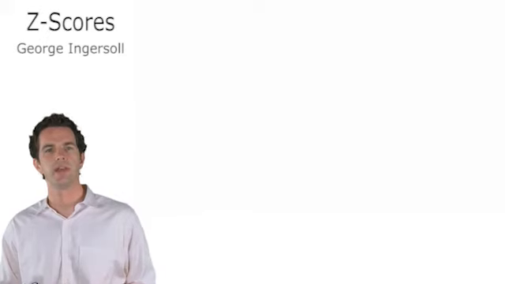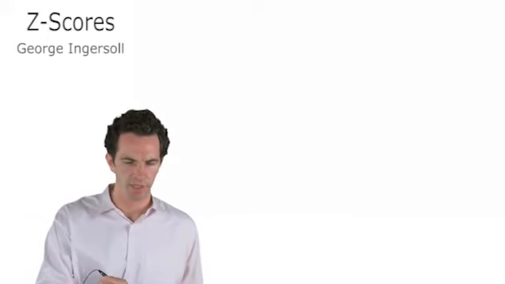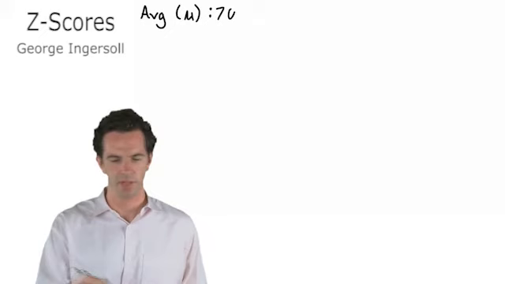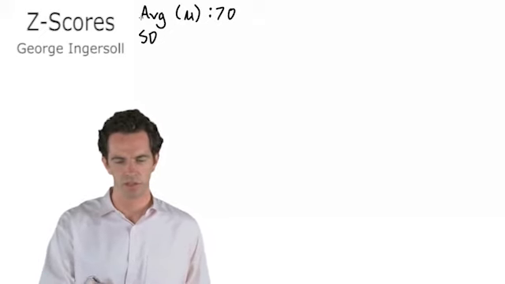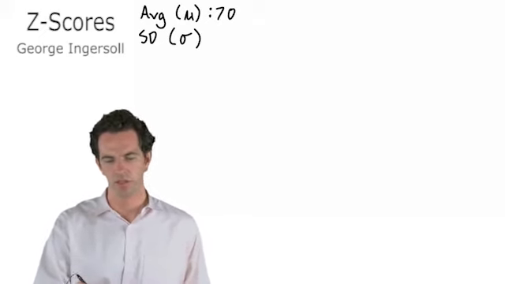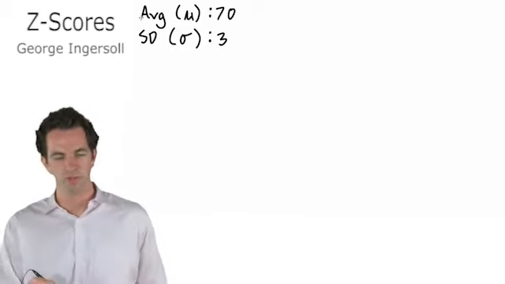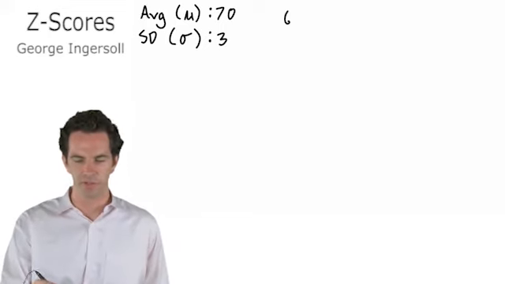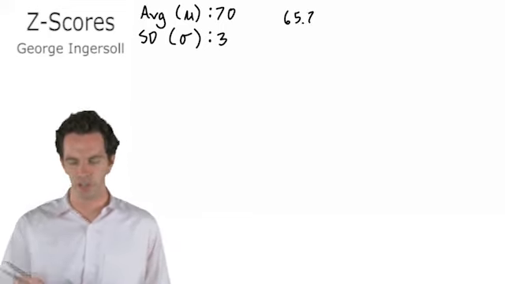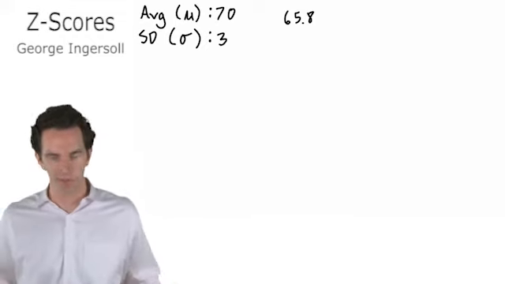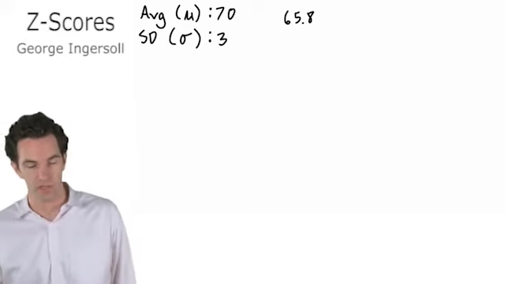Let's say that we are looking at the height of American males, and their average, also shown using this symbol, is 70 inches tall. And their standard deviation is 3 inches. Now let's say we've measured fairly accurately here. You are 65.8 inches tall. Where do you fall in terms of the spectrum? What percentage of the population is shorter than you? What percentage of the population is taller than you?